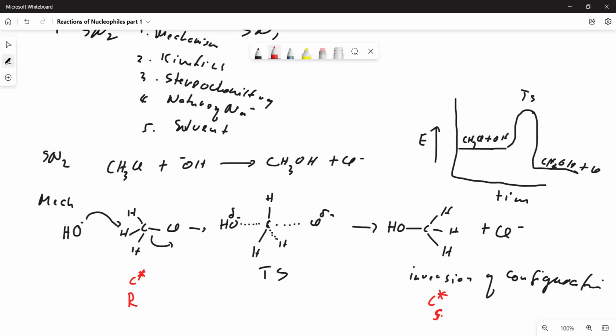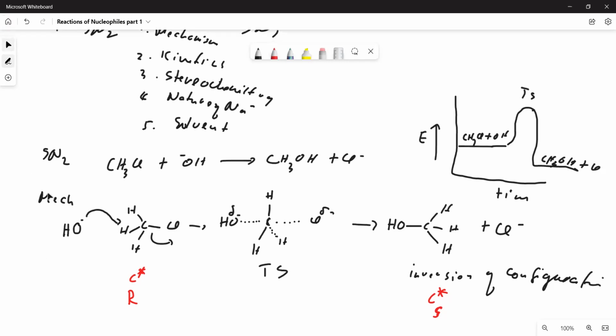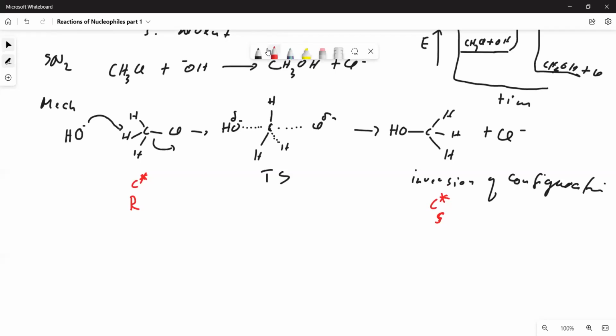So that is the complete description of SN2. And now let's look at the effect, or reactivity, of alkyl halides, because we have different alkyl halides.